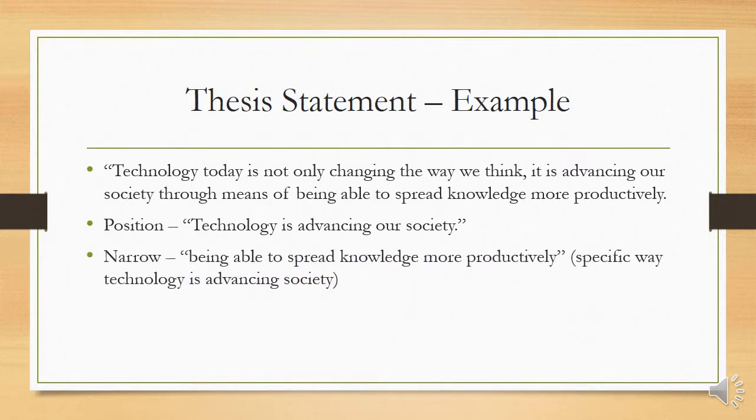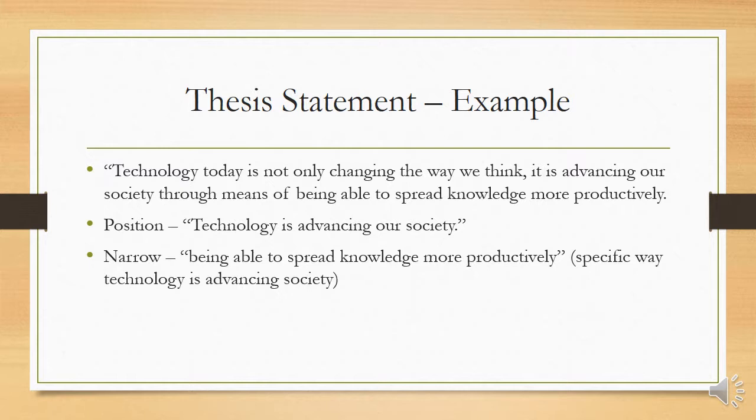It is narrow because the student says it's being able to spread knowledge more productively. So it's a specific way that technology is advancing the society. Could this thesis be even more specific? Probably. The student could mention a specific type of technology. That'd be a great way to do it. So you can always get more narrow, and the narrower the better, because the more narrow it is, the easier it is to prove in a short paper like the one you're writing.